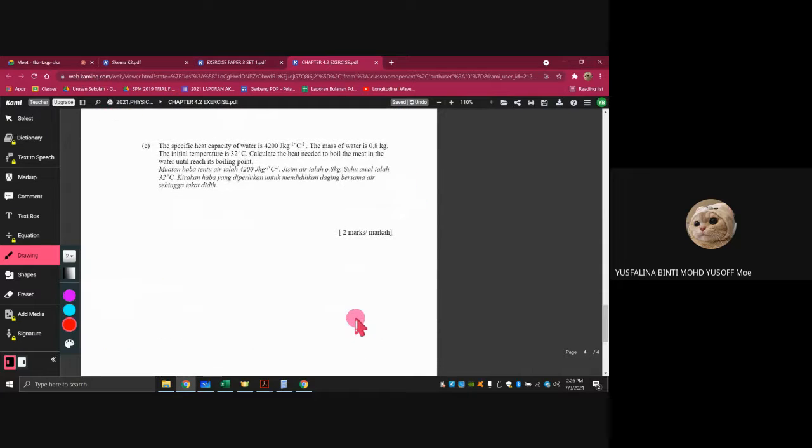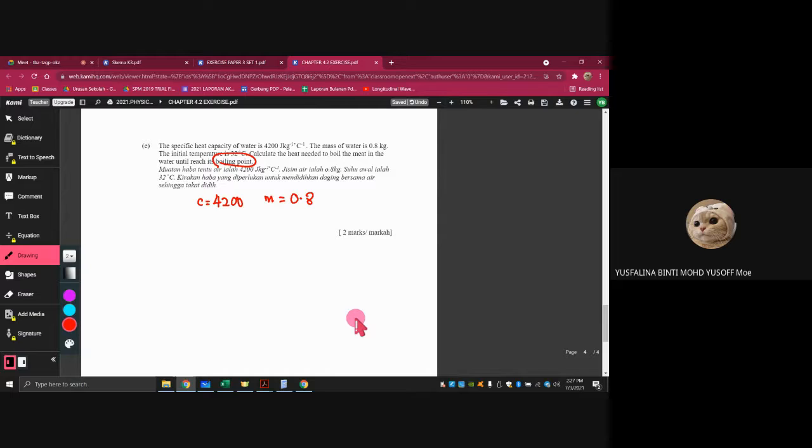Alright, for the last one, E. So this one, they give you the specific heat capacity. So you take out the info that they've been given here. So C is 4,200. The mass of water is 0.8. The initial temperature is 32 degrees. Okay, calculate the heat needed to boil the water until it reaches boiling point.